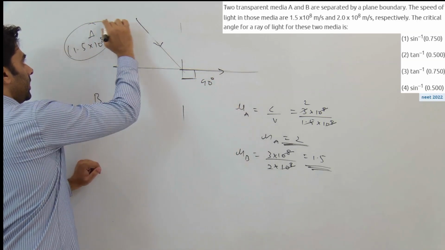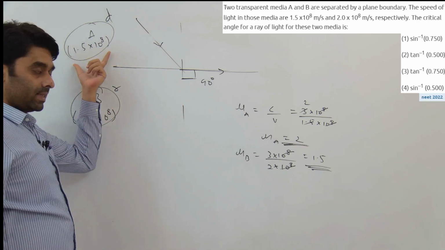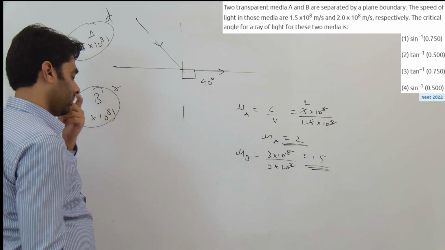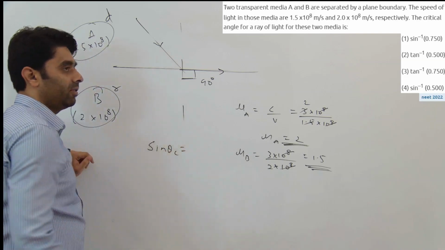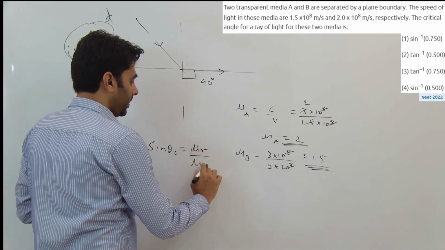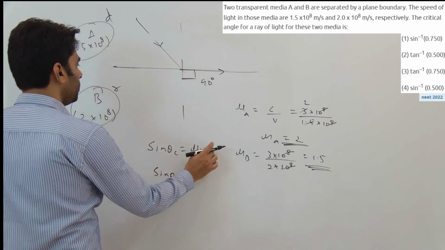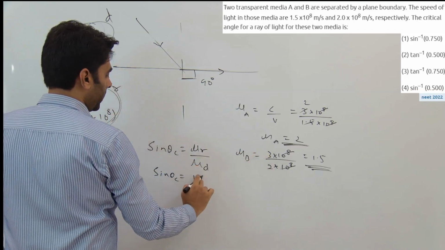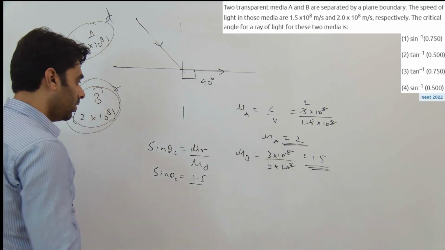This is your denser medium and this is your rarer medium. We could have also seen less is the speed, more refractive index. That way also we can see, but we have calculated this also. Fine. What is our sin theta critical? Sin theta critical is given as refractive index of rarer by refractive index of denser. So sin theta critical is equal to mu r by mu d. What is our mu r? That is the refractive index of B, 1.5, by mu d. Mu d is our denser medium, refractive index is 2.